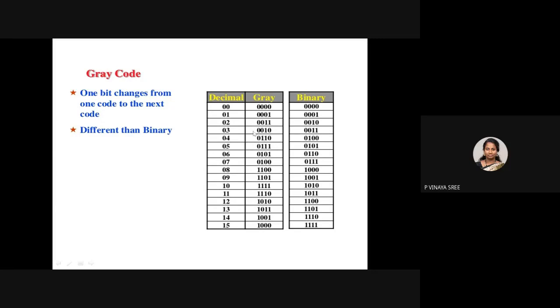Now let me see in gray code, 3 and 4. So here we have 0 0 1 0 for 3 and 0 1 1 0 for 4. Here 0, also 0, no problem. Here 0, here 1, so it is converting from low to high. Next, here high, no problem. Here low, means only 1. So whatever two combinations you see, it converts only one bit.